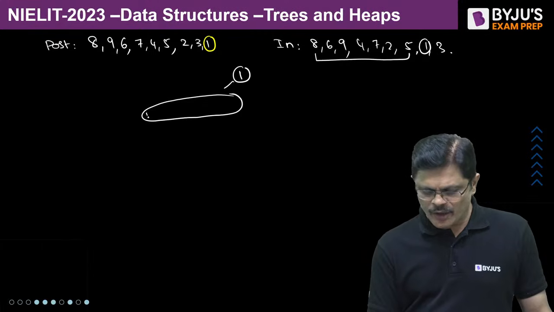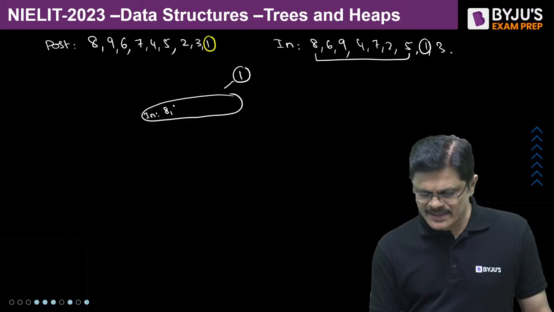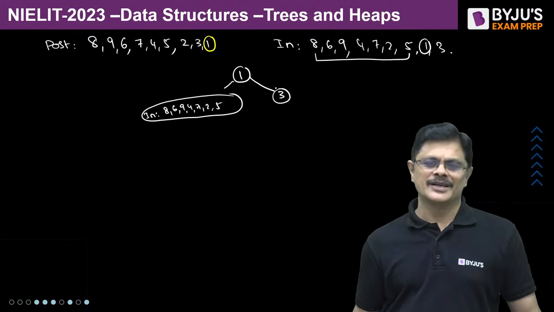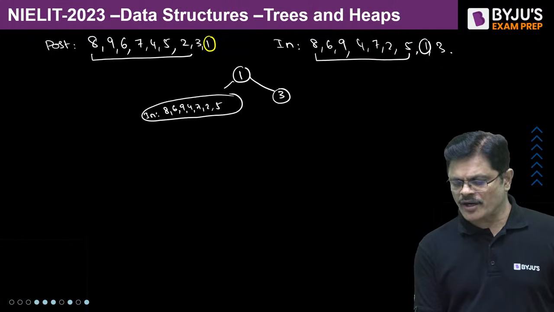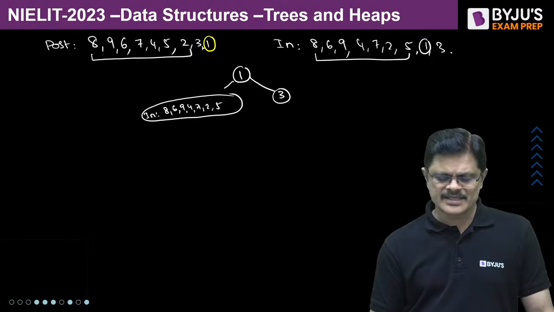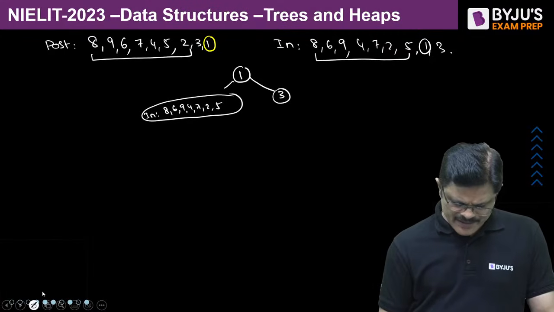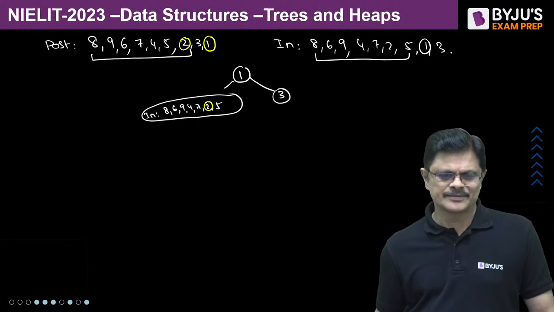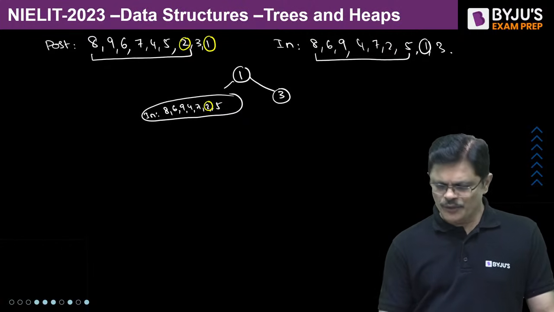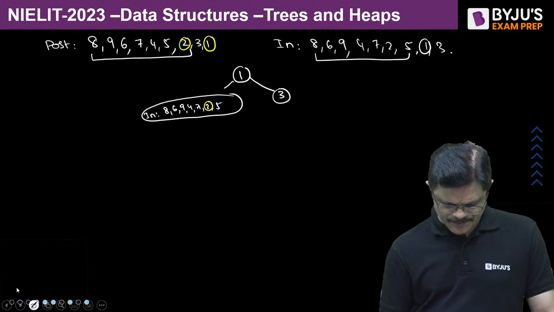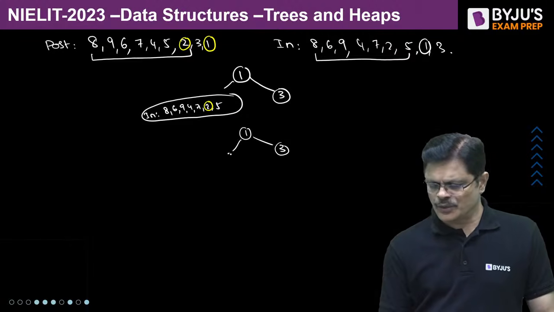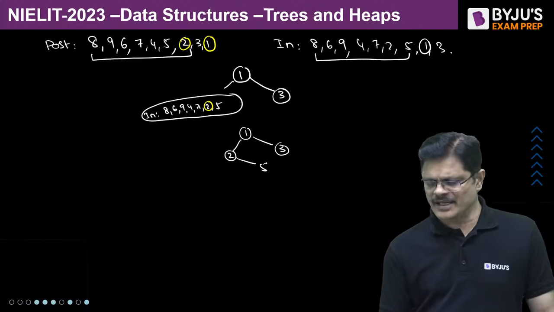So the left subtree in order we know, that is 8, 6, 9, 4, 7, 2, 5. The right subtree is a single element, it is done. So here also you can see the post order of the left subtree and this is the right subtree. Again in this the root node is 2, and 2 will separate what? 2 will separate your left and right subtree. Again it continues 1, 3, and here 2 is the root and 5 is the left subtree.